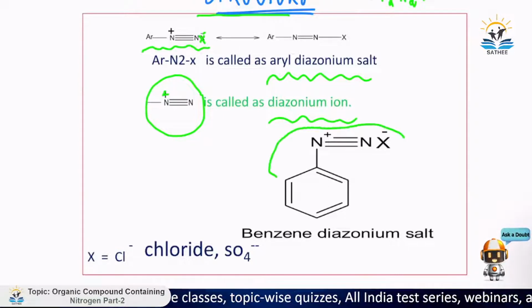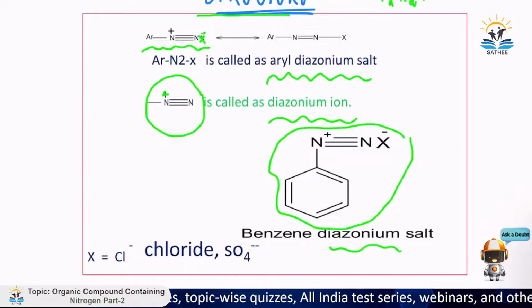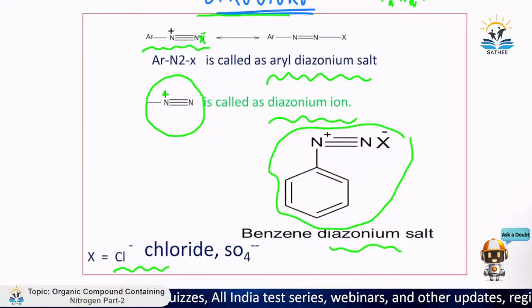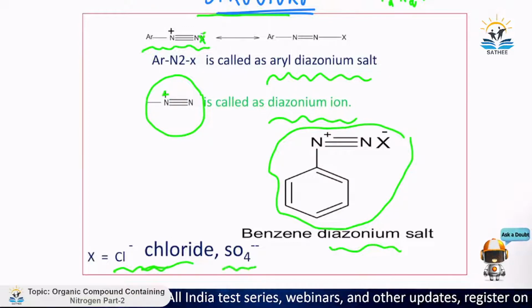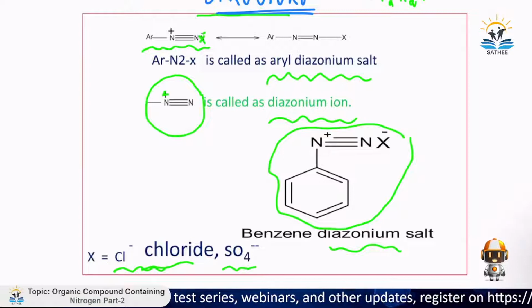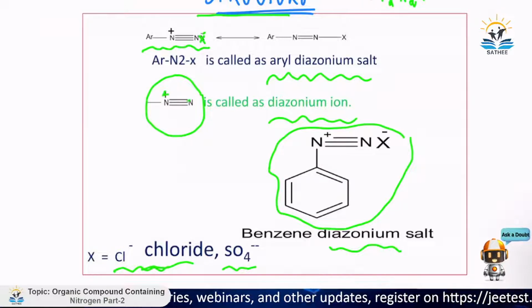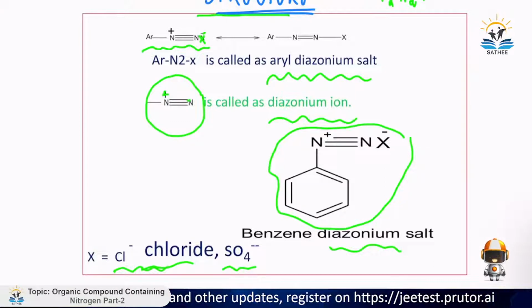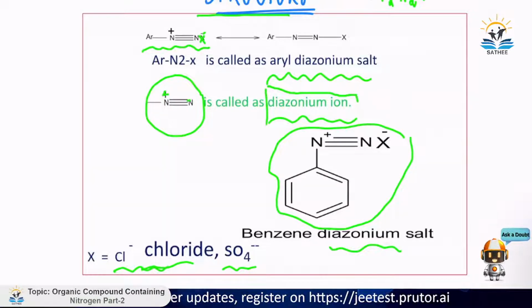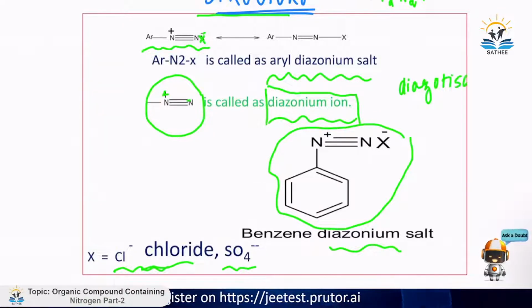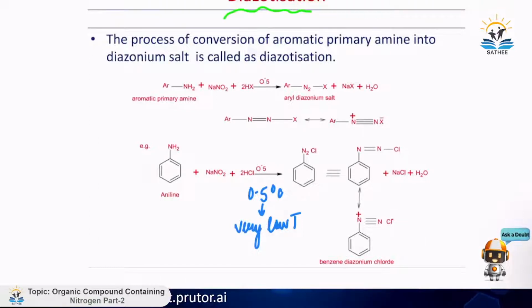So we will call this as what? Benzene diazonium salt, because it has the diazonium ion. So this X minus can either be a Cl minus, chloride ion, SO4 2 minus. X minus can vary depending on whatever we use. But this part, that is N triple bond N and positive charge on N, is called diazonium ion. This is the first thing that we have to remember in case of diazotization, that what is diazonium ion. Now moving further, what happens in diazotization?